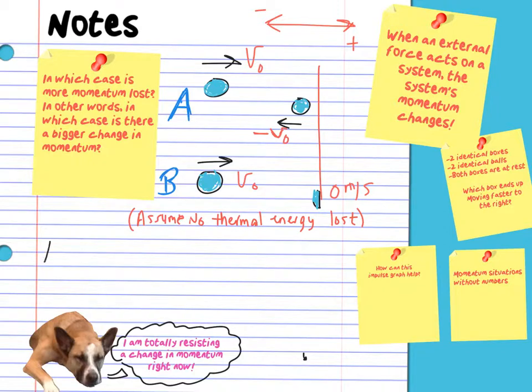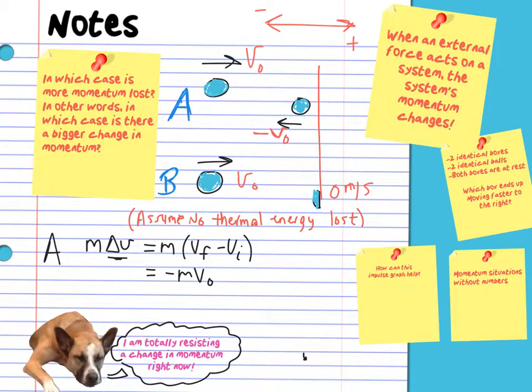Okay, so in A, we have our change in momentum, which can be written like this, right? This is the change in velocity. And whenever you see this change in, that means the final minus the initial. So in this case, it's the final velocity minus the initial velocity. Okay, so in order to find the change in momentum for A, the final velocity is negative v naught. So it would be negative mv naught.